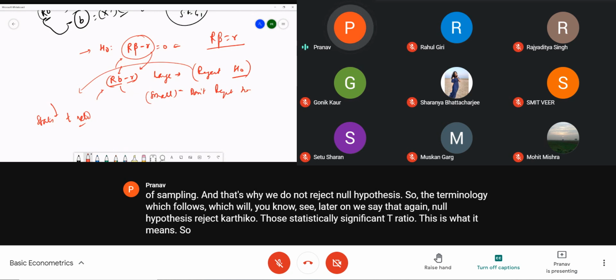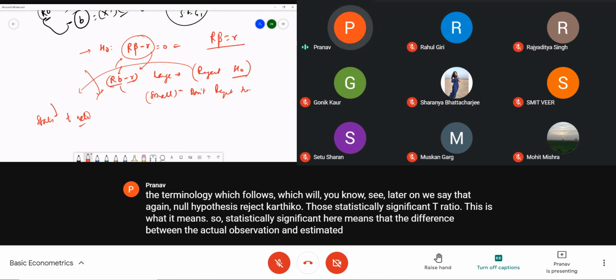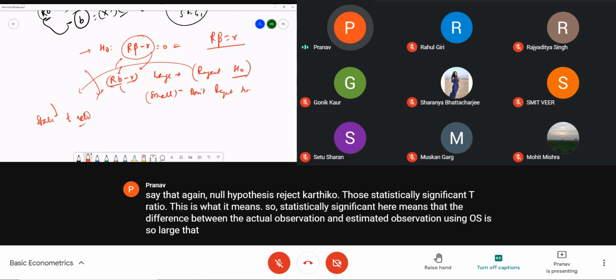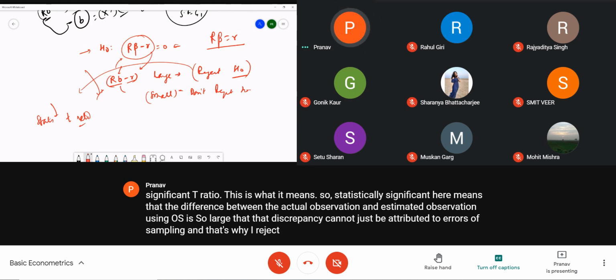So statistically significant here means that the difference between the actual observation and the estimated observation using OLS is so large that the discrepancy cannot just be attributed to errors of sampling. And that's why I reject my null hypothesis that R beta is equal to r. This is not true.